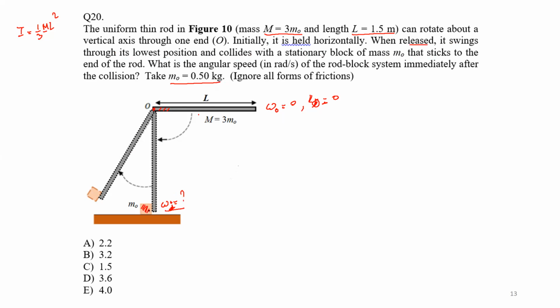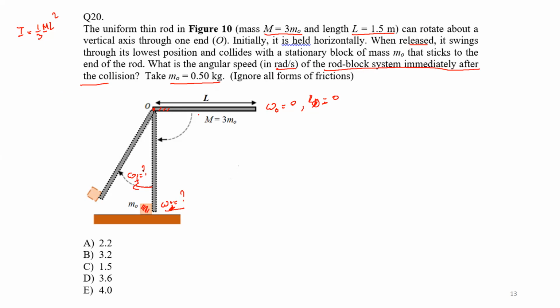So they stick together. Now the question is, what is the angular speed in radian per second of the rod-block system immediately after collision? What is this omega final here immediately after collision? So as Mohammed Farhan said, it's a completely inelastic collision.